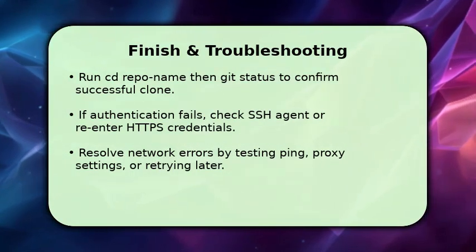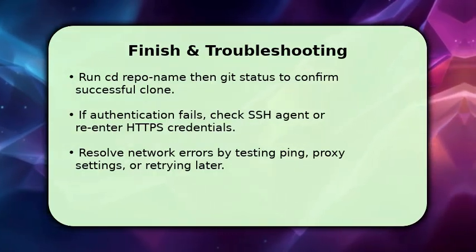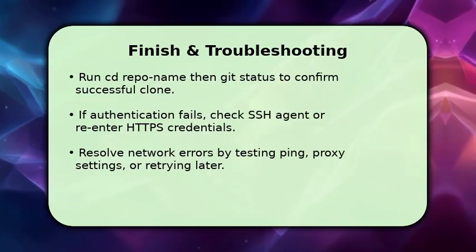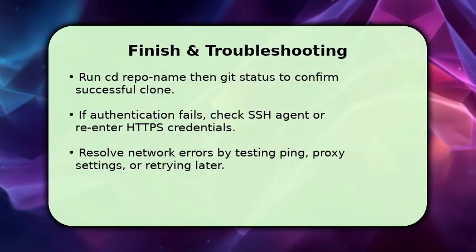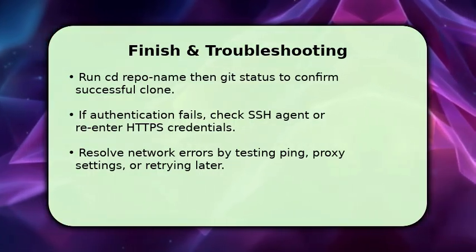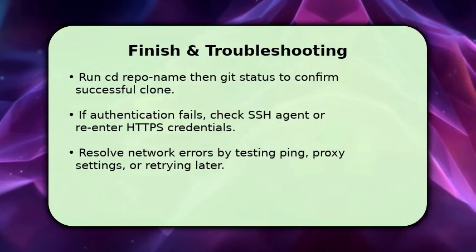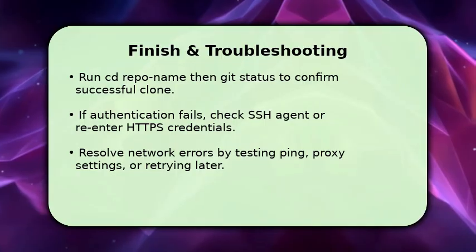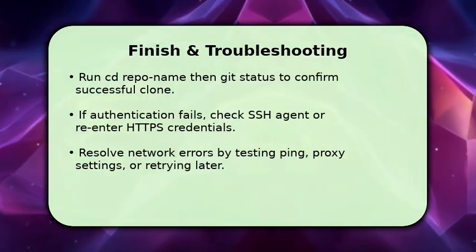If you plan to contribute, set your user name and user email now so commits are attributed properly. If git clone failed, inspect the error. Authentication issues usually mean SSH keys or credentials need fixing, while network timeouts suggest proxy or firewall problems. One key troubleshooting tip: try cloning with verbose output, git clone --verbose URL, to see detailed errors.